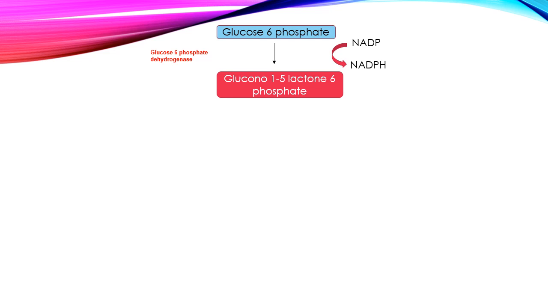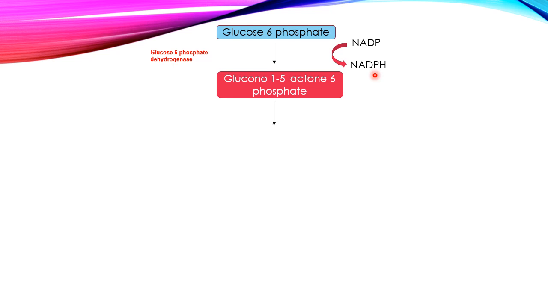The first step in this pathway, after glucose 6-phosphate is formed, is that glucose 6-phosphate is converted into glucono 1,5-lactone 6-phosphate, and it is done by glucose 6-phosphate dehydrogenase, where NADP is reduced to NADPH. There is a generation of NADPH. In the first step of this cycle, NADPH is generated.